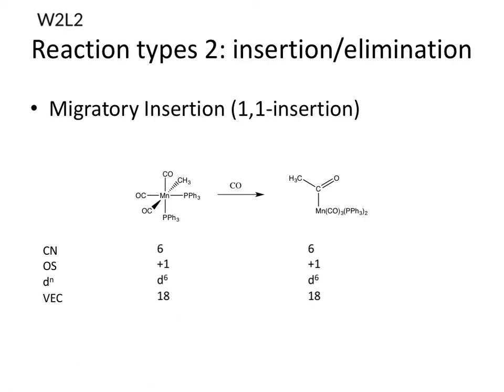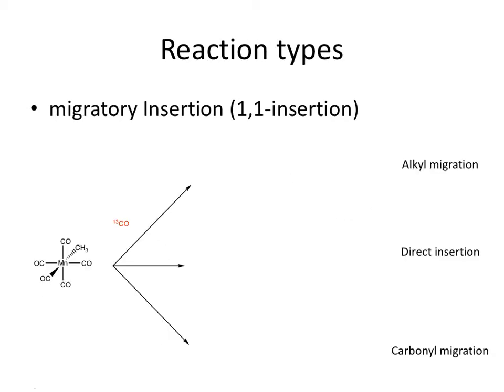Okay, hopefully you got coordination number of 6 for both compounds, oxidation state of 1 for both compounds. They're both d6, they're both 18 electron compounds, and so what we can see is there is no change in coordination number, oxidation state, dn count, or valence electron count. Very different reaction from oxidative addition. Also, both compounds are manganese L5X complexes.